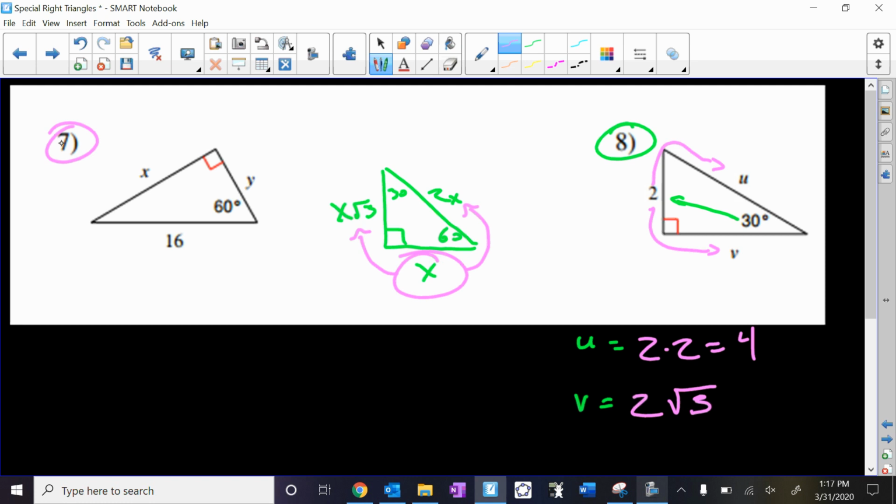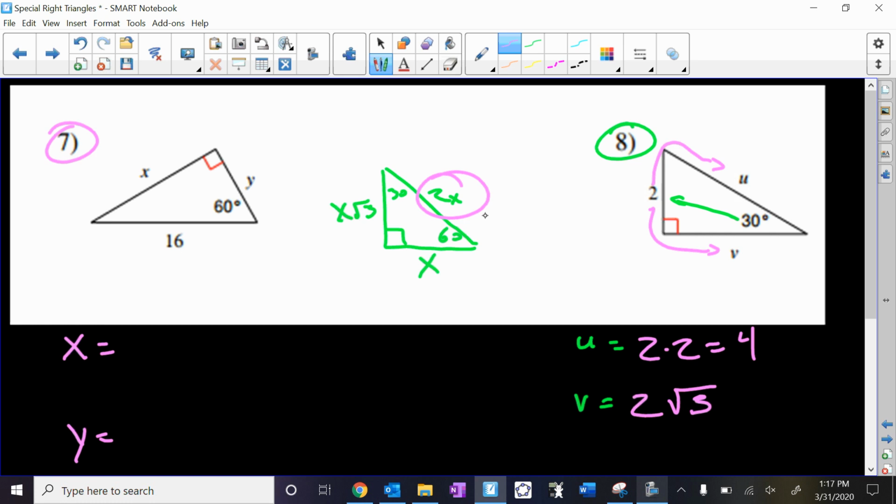Now we're going to go back. We're going to do number 7. I want to solve for both x and y. I'm going to do the same thing. I'm going to ask myself, what do they give me? In this case, they give me 16, which is the hypotenuse this time. I'm going to erase all of this in here. There we go. Which is 2x this time. 16 represents 2x.